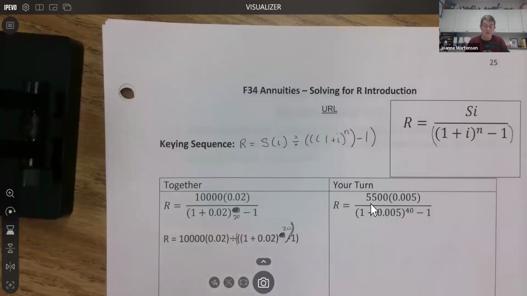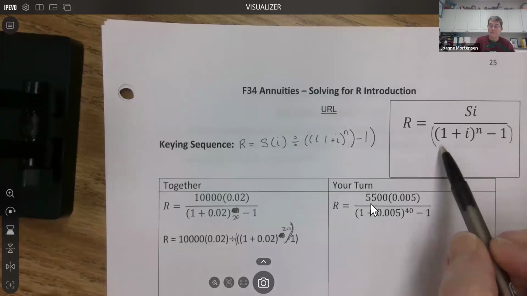We are on F34 annuities. This time we're figuring out that we need a certain amount of money in 10 years. How much do I have to put away every month to get that? So this to me feels like you have a plan. Always a good idea. Okay, and to save some sanity, there's your formula.